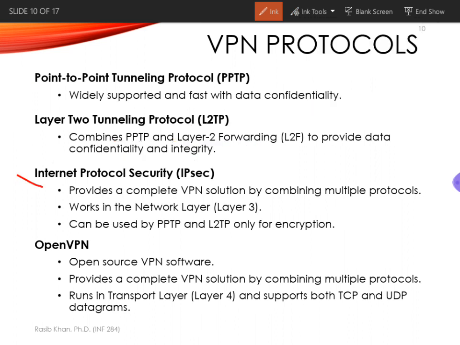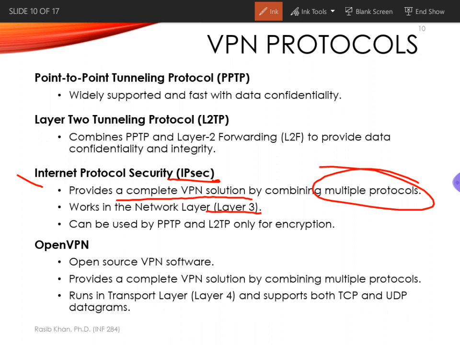The next protocol is a very well-known and common protocol in network security and also for VPNs. We call it the Internet Protocol Security, very commonly known as IPsec. The IPsec protocol provides a complete VPN solution by combining multiple protocols. It's a set of components from different protocols, and provides complete security for VPNs, and it works in the network layer, which is layer 3.